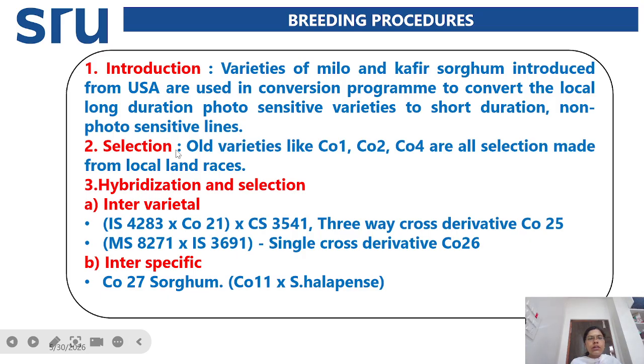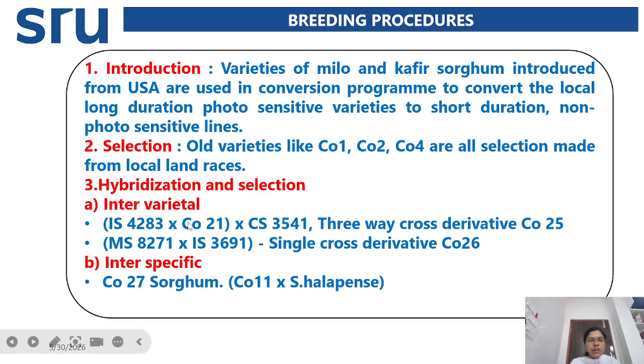And next is selection method, that is old varieties like CO1, CO2, CO4 are all selections made from the local landraces. And next is hybridization and selection. Here we are having two different types of hybridization, intervarietal hybridization and interspecific hybridization. In intervarietal hybridization, we can see the three-way cross derivative, that is Co 25, which is crossed between IS 4283 into Co 21.